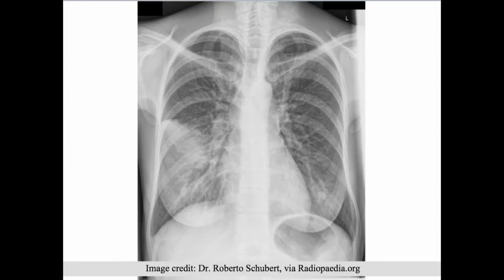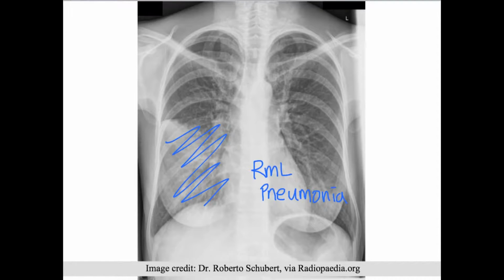What about this chest X-ray? Can you see where the infiltrate is? It's also on the right side, but this time it's on the right middle lobe. This is a right middle lobe pneumonia. If you're interested in learning how to read chest X-rays, I've included a resource on the blog. Let's move on to treatment.